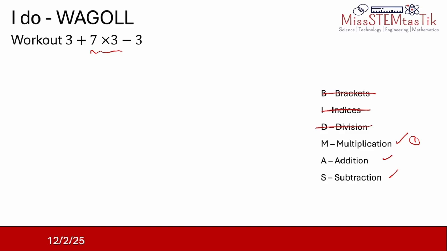So 7 times 3 is 21. I'll rewrite that as 3 add 21, take away 3. So starting from the left hand side, I will now do 3 plus 21, which is 24, take away 3. And 24 take away 3 is 21. But I could have just looked at this and said, well, 3 take away 3, they will cancel each other out, and that will leave me with an answer of 21. But again, if it's different numbers, you always start from the left hand side.